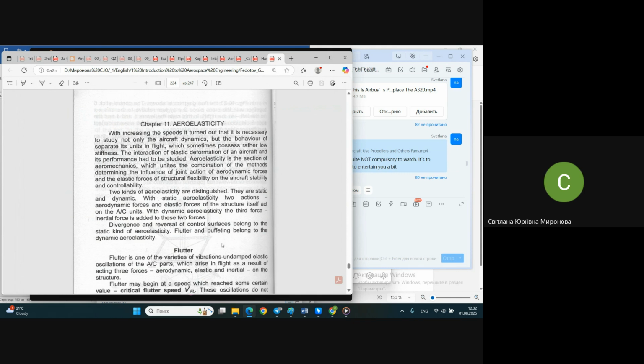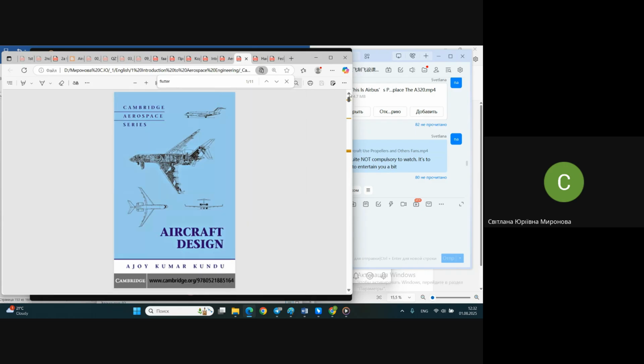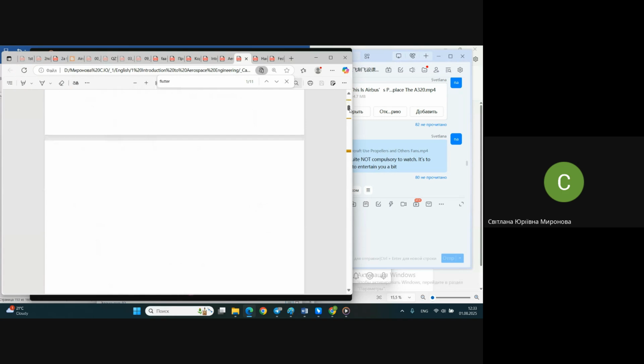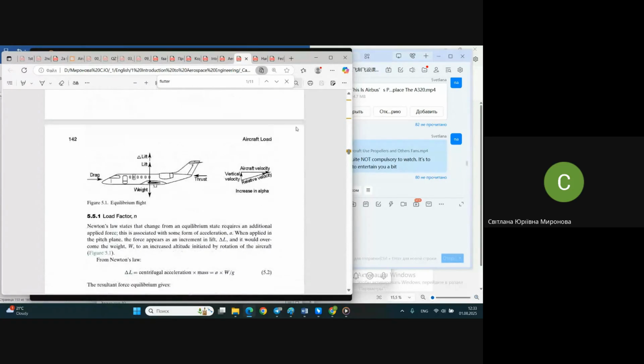Look, aeroelasticity, flutter, shimmy, buffeting, and one more place where we may read about it is, you see, the whole chapter in the Cambridge Aerospace book, aircraft design. Not explained literally here. And in other books you also might find it if you need. Not really sure you need to read much about it.